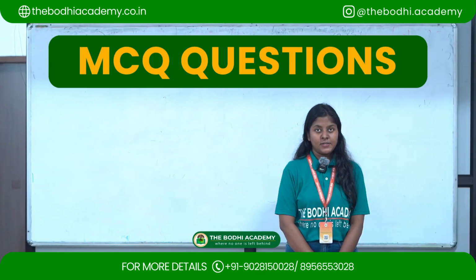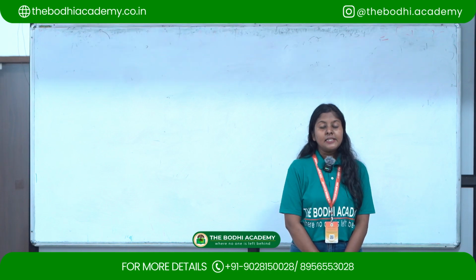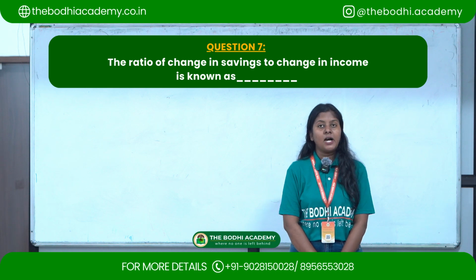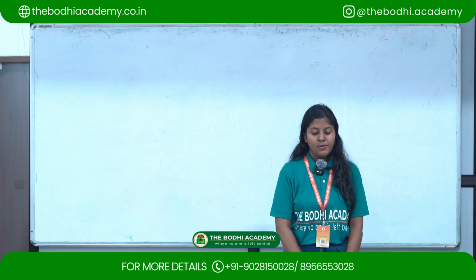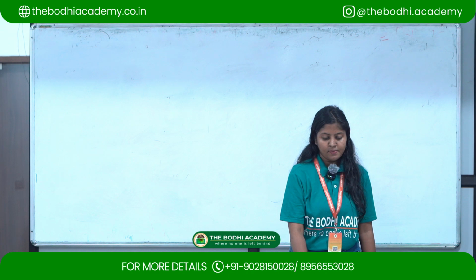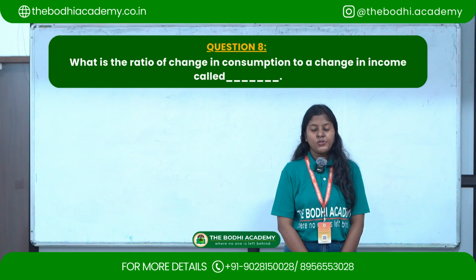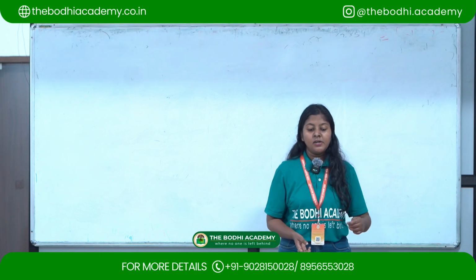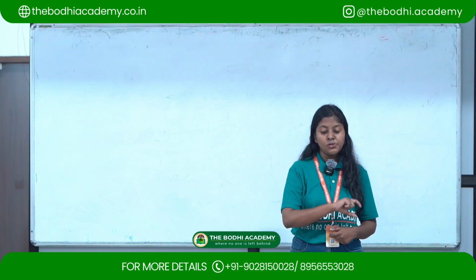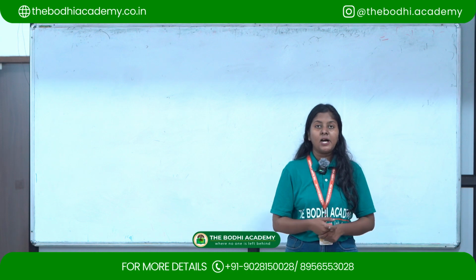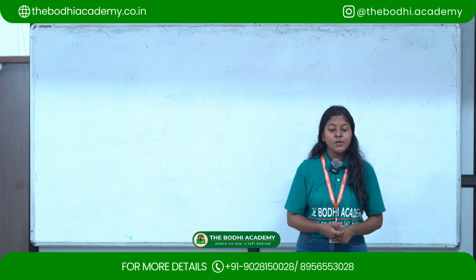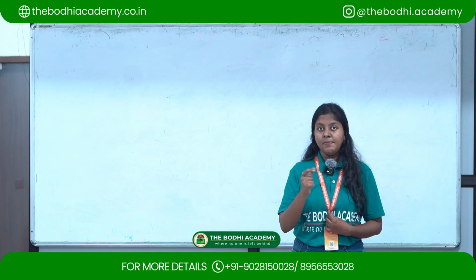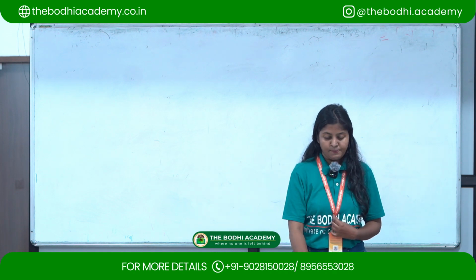Now we'll move to the MCQs, and the first MCQ is, the ratio of change in savings to change in income is known as marginal propensity to save. Next MCQ, what is the ratio of change in consumption to a change in income called? The ratio of change in consumption to change in income is called marginal propensity to consume, because here they have used the word consumption. So the answer will be marginal propensity to consume.